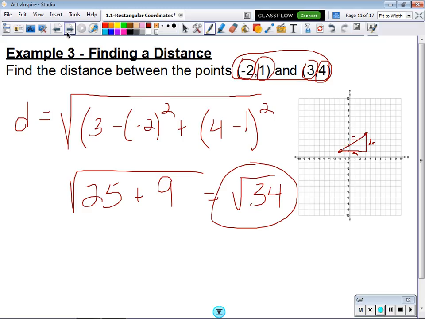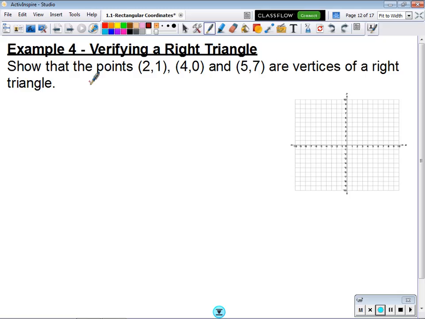One last thing that we're going to look at in regards to the distance formula. The question says, show that the points 2, 1, 4, 0, and 5, 7 are vertices of a right triangle. Let me once again start off by plotting these points and connecting them, just to see first if it even looks like a right triangle.